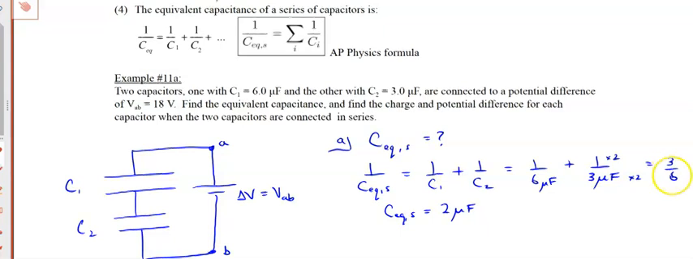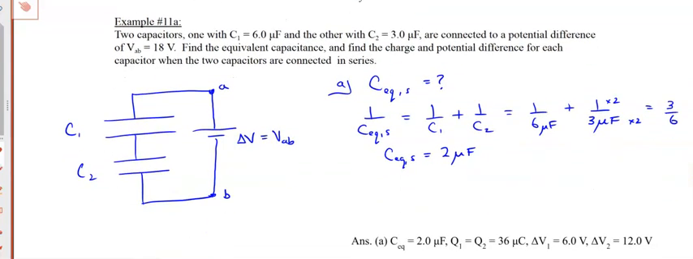Now the next part is to find the voltage or potential difference across each capacitor. If you recall, when you have capacitors in series, the voltages across each one add up to the total voltage. Our total voltage we're given is 18 volts. We know that the voltages across capacitor 1 and capacitor 2 must add up to 18 volts. If they were both exactly the same capacitance, then it would just divide out to be 9 volts and 9 volts. But they're not the same capacitance, so we take it in proportion to their capacitance.